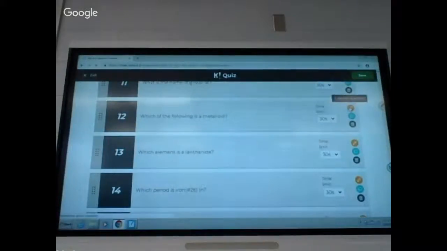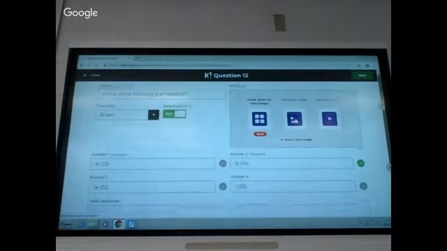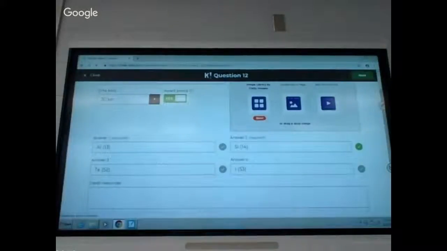Put the following in the middle. You can make 2 of them right. Just put both of them in as the right answer. You can make multiple answers right.